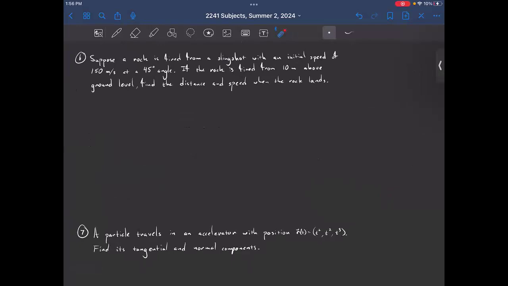So it says a rock is fired from a slingshot with an initial speed of 150 meters per second at a 45-degree angle. Okay, so it's going to go its maximum distance. If the rock is fired from 10 meters above ground level, then find the distance and speed when the rock lands.